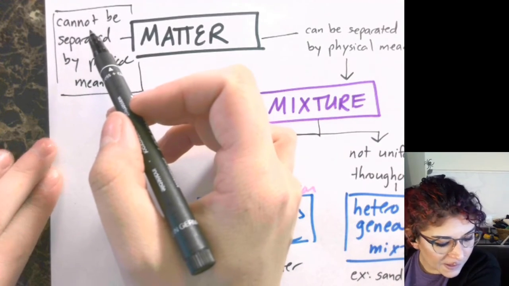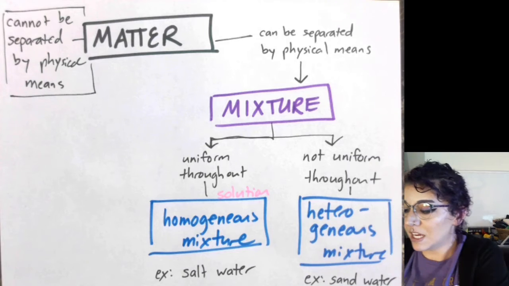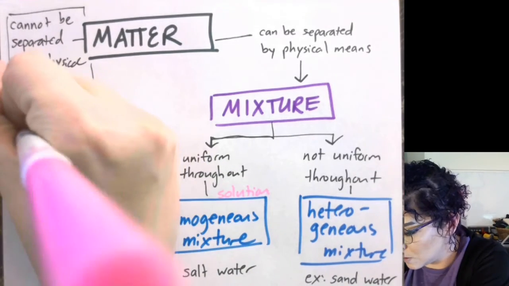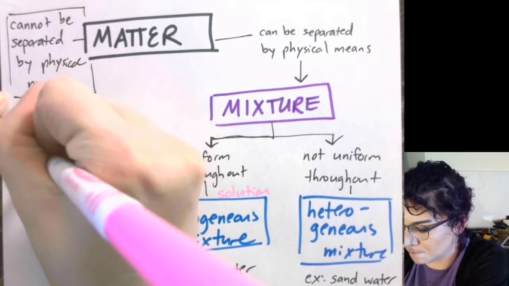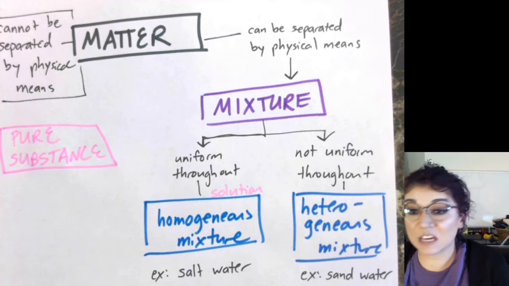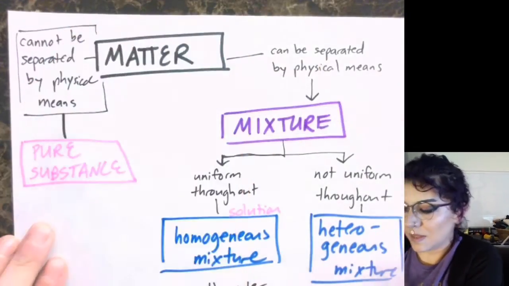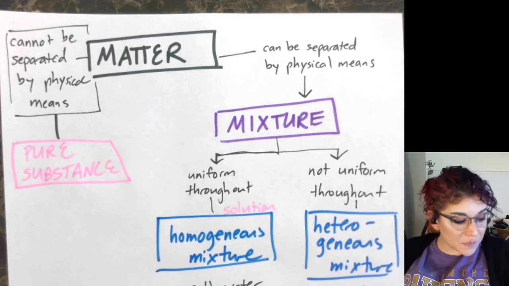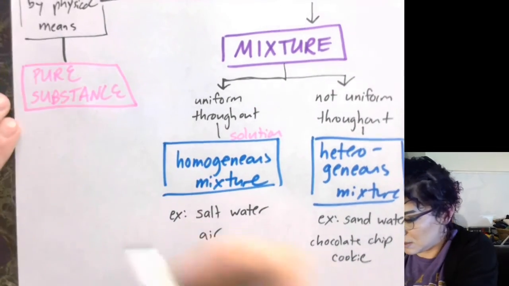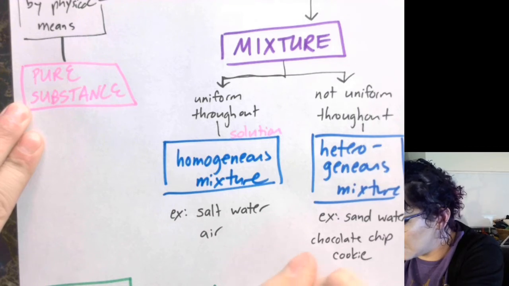If it cannot be separated by physical means, we are working with a pure substance. So as opposed to a mixture, think of that sand and water example. If we just had water, just water, that's a pure substance. But a pure substance can be broken down further into a compound or an element.